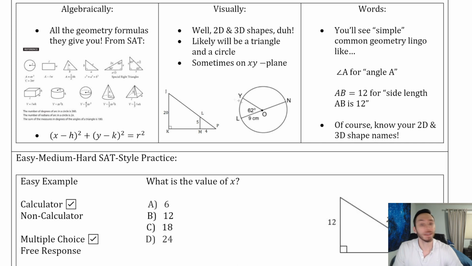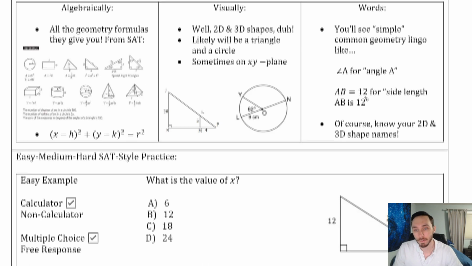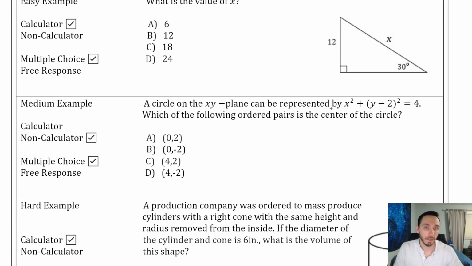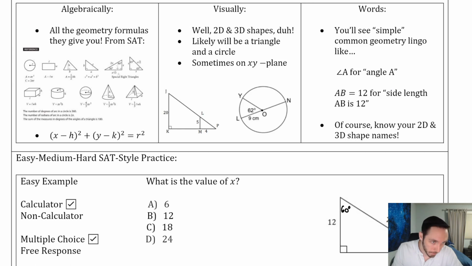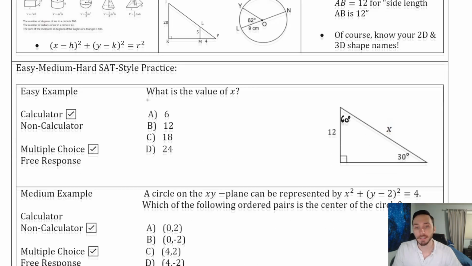So be able to identify geometry visually, their shapes, and then some very basic common geometry lingo, like the angle A. Maybe you might see AB is equal to 12. That means side length is 12. Stuff like that. Okay, here I see a triangle, and hopefully your vision of 30, 60, 90 triangles is pretty good. They actually give you this formula too, right here, 30, 60, 90.